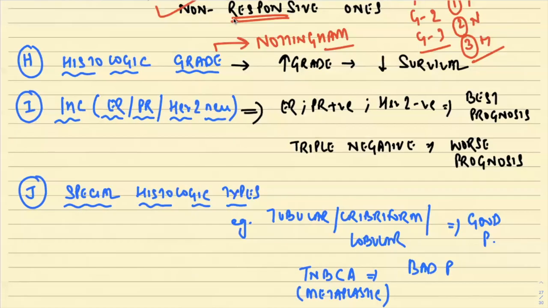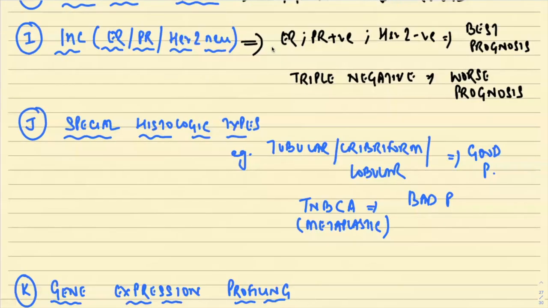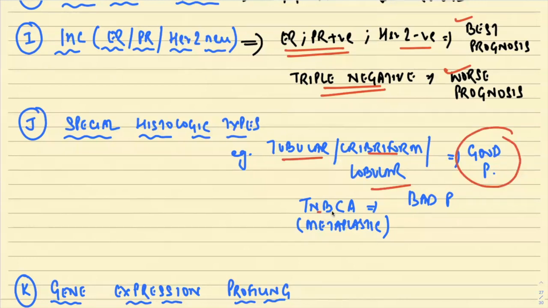Now coming to the immunohistochemistry, as I told you, the ER, PR and HER2 negative tumors, they have the best prognosis. The triple negative tumors, they have the worst prognosis. So we have already seen this point. Special histological type, as I told you, the tubular, cribriform, lobular variety will have good prognosis. Triple negative breast tumors like metaplastic carcinoma will have the bad prognosis.